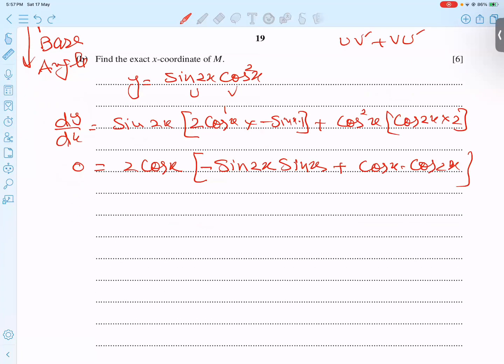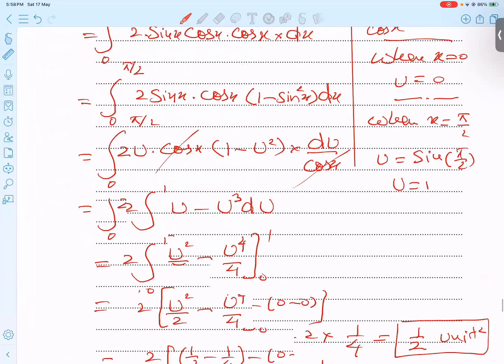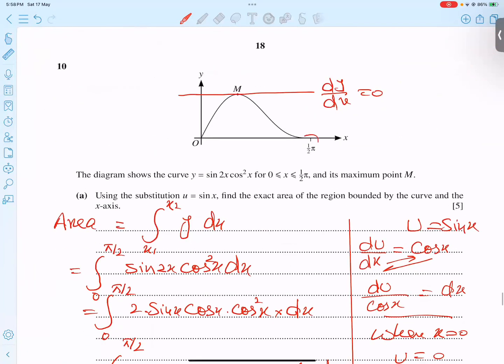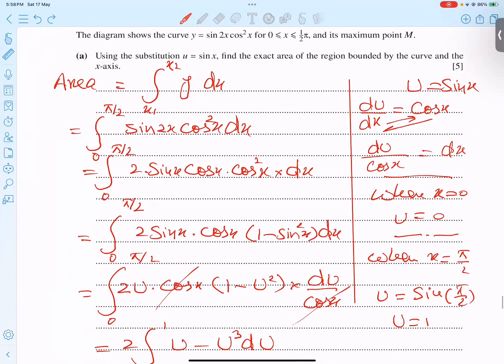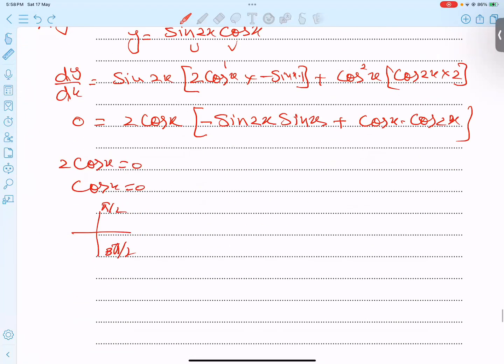After this, I have two choices. Either this part equals 0 or the whole part equals 0. So 2 cos x equals 0, cos x equals 0. Cos is 0 at pi by 2 and 3 pi by 2. But check it on top. This is pi by 2 here. So before pi by 2, we have a point of maxima, which is not possible. So both these answers are not possible. So no solution comes from here.